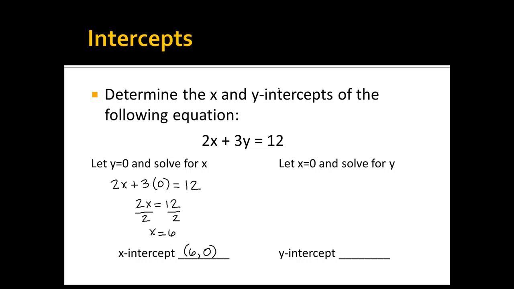Now to get the y-intercept, we do the same thing, except now we're letting x equal 0. So we get 2 times 0 plus 3 times y is equal to 12. 2 times 0 is 0. We're left with 3y equals 12. Divide both sides by 3, and we get y is equal to 4. So our y-intercept is the ordered pair with an x-coordinate of 0, a y-coordinate of 4.